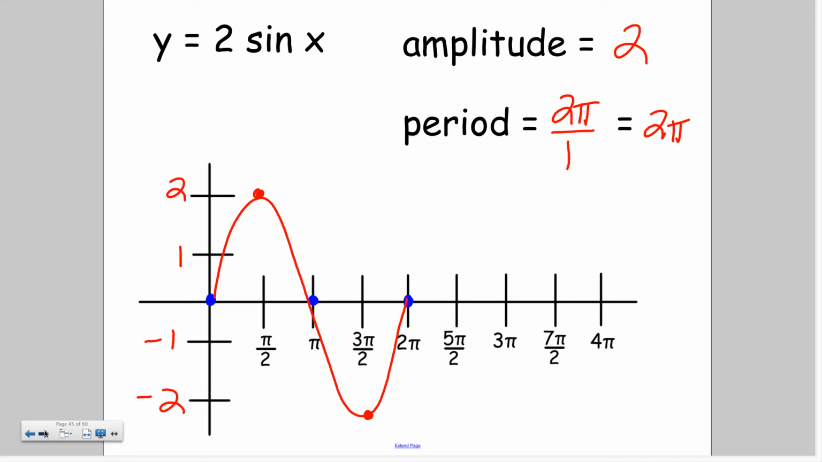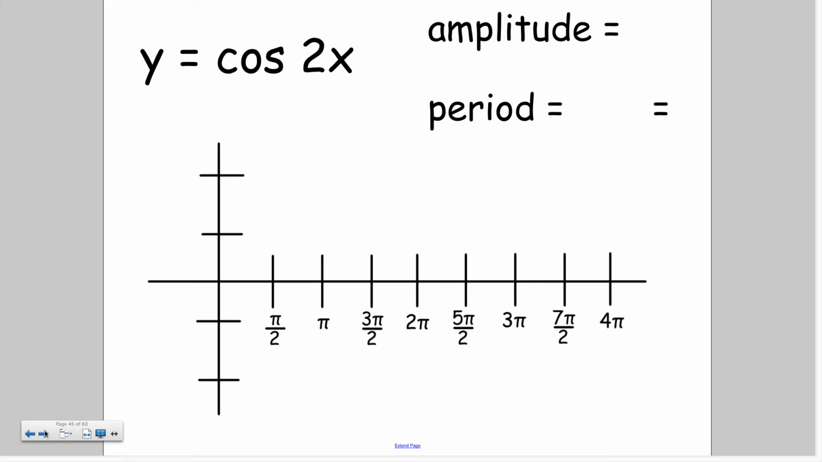Okay. Now we're going to look at cosine. Its amplitude is the number in front. Because there's not one, it's understood to be a 1. Then you've got your period, 2 pi over b, which is anything in front of x, so 2. I can simplify that out to just be pi.